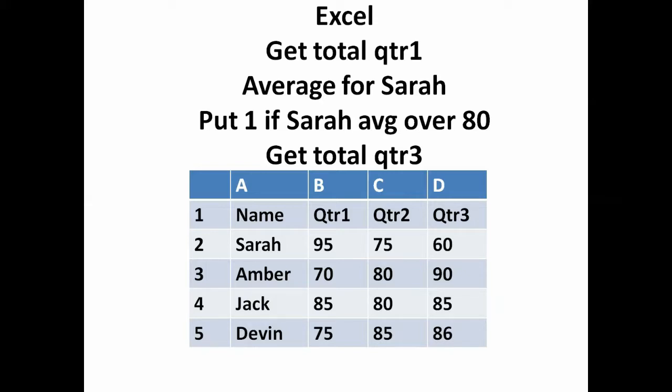To get the total for quarter 3, you'd have to say equal sum, and look to see that quarter 3 is at column D, so it would be equal sum D2 colon D5.